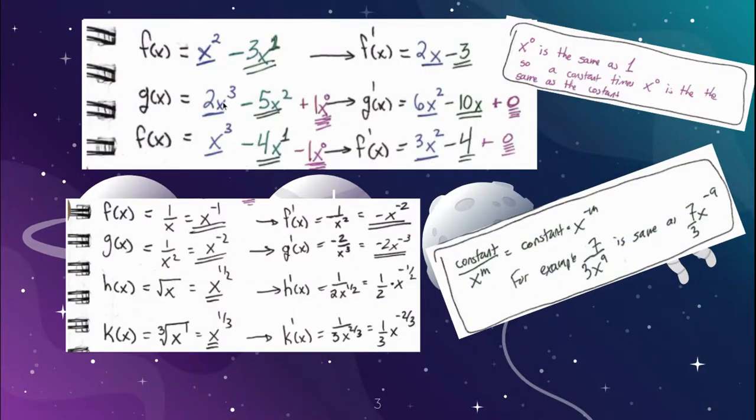Isn't that the same rule that's taking 2x cubed and turning it to 6x squared, taking x to the 1/2 and making it 1/2 x to the negative 1/2, taking x to the 1/3 and making it 1/3 x to the negative 2/3?